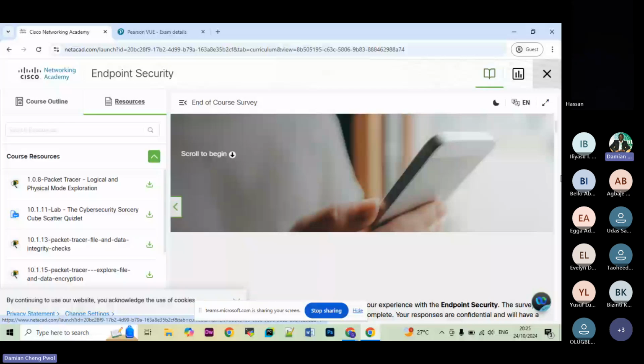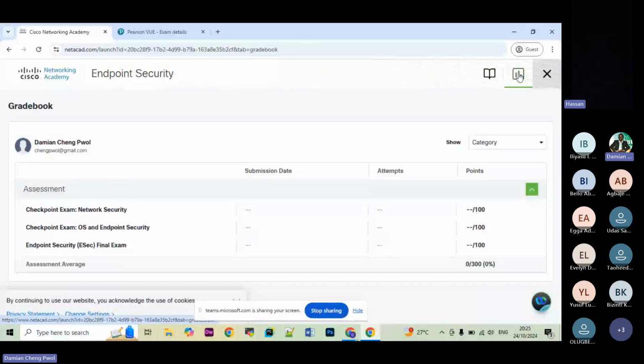Then let's go to grades. You want to check your grade, your performance. That's the grade book. If you look at where my cursor is, at the top, that is where the grade book is. So you just click on that. You want to check your performance. You can see all these will be the exams you need to take within this program.